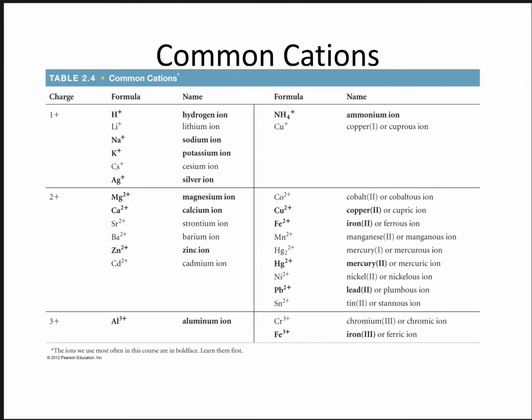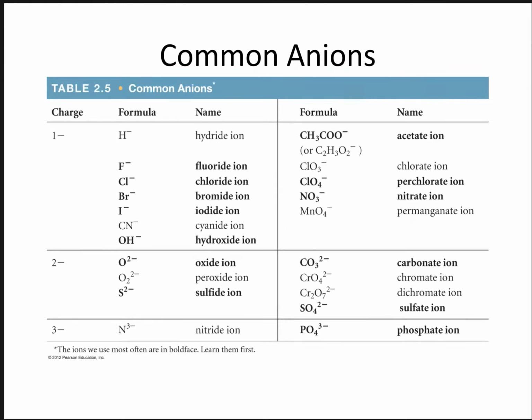Then we can go over to our common anions. And again, just want to point out, hydrogen can be both a cation and an anion. And you'll know when hydrogen is positively charged or negatively charged, because when we write these ionic materials, we always write the cation first. Chemists are positive people, so we always start off on a positive note.